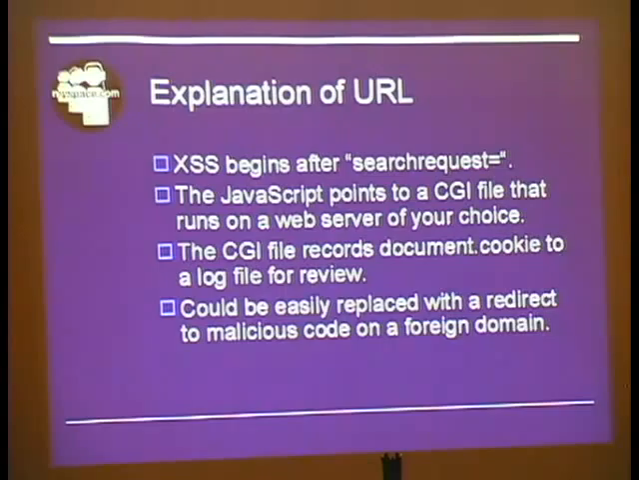The cross-site scripting actually started after the search request equals, just like I talked about. The JavaScript points to a CGI file that runs on a web server that I talked about as well. It records document.cookie. What the CGI file does is take the document.cookie that you called with the JavaScript and record it to your text file of choice that you told it to log to in the CGI file. Like I talked about before, it could easily be replaced with a redirect to malicious code in a foreign domain by using almost the exact same structure, except you wouldn't put plus document.cookie. You would just put malicious.js for the JavaScript file or whatever else you were going to use.